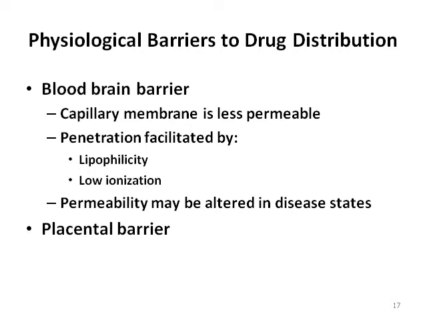Now, the other thing we have to take into account is that there are natural or physiological barriers to drug distribution. These are noted on slide 40. One is the blood-brain barrier. The blood-brain barrier has capillary membranes that are much less permeable. The drugs that cross it usually have to be lipophilic, which most of the drugs you would prescribe are. Generally, they have to have low ionization because a charged molecule has more difficulty crossing a membrane.